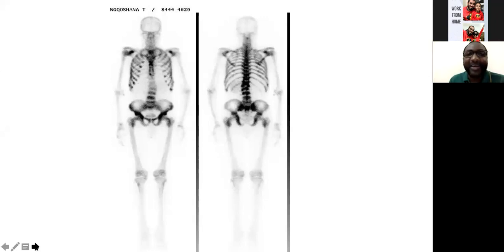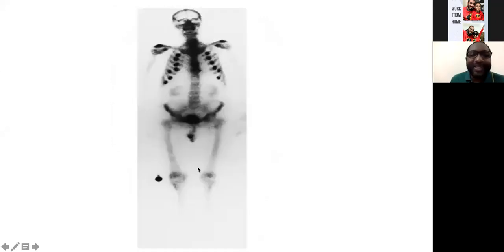Great. Okay, next one. So this is a 43-year-old female with a single nodule in the right part of the thyroid, and she has a high level of parathyroid hormone. I've given you the answer.